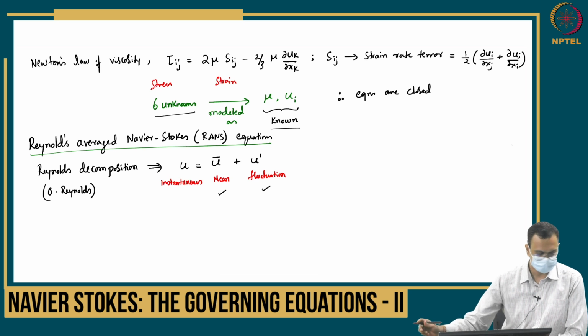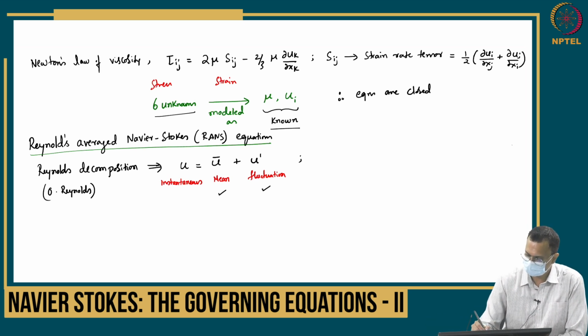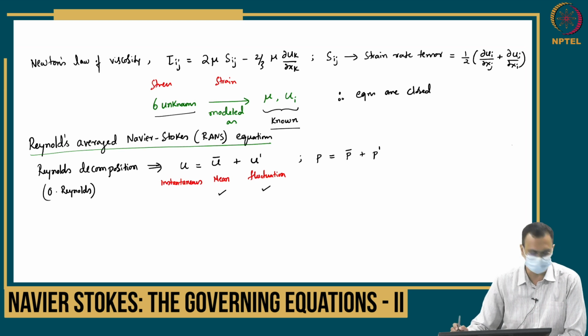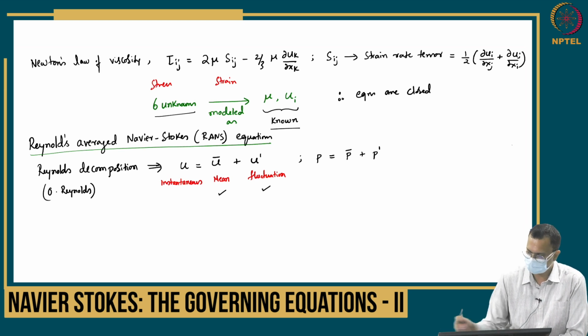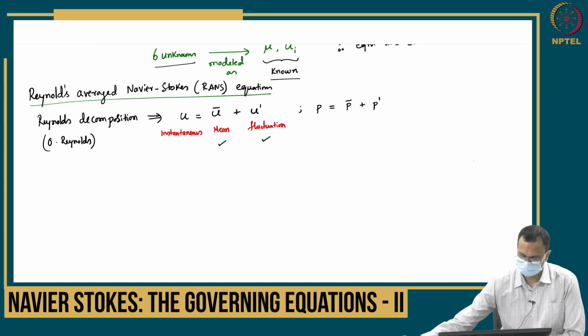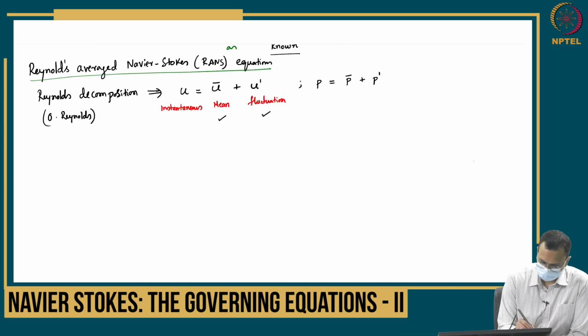Of course, everything can be split. So one can also split pressure, instantaneous pressure, as a mean pressure and the corresponding fluctuating pressure. Okay, so now we first look into equations for mean fluid motion.